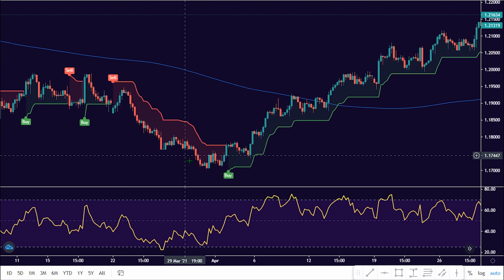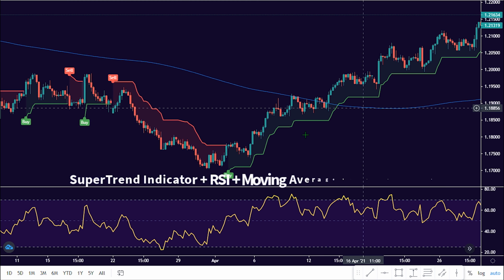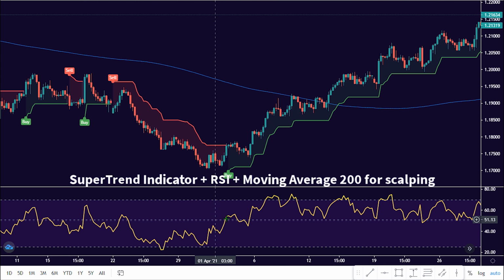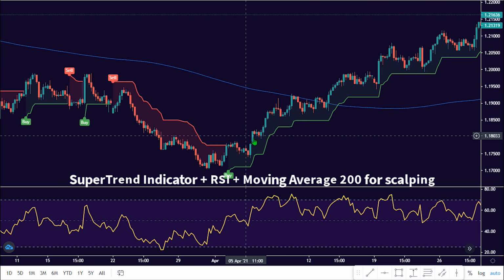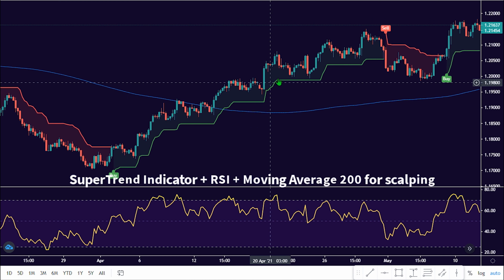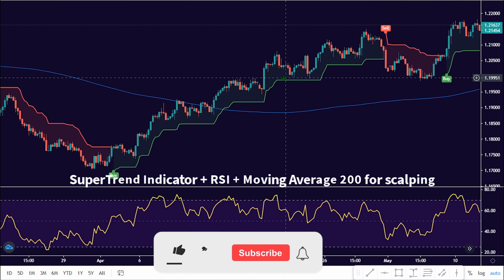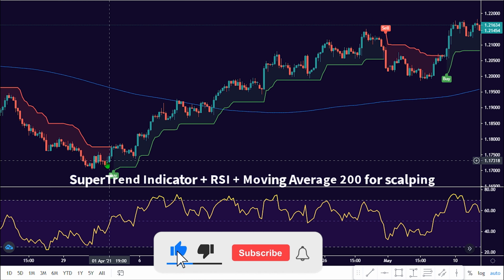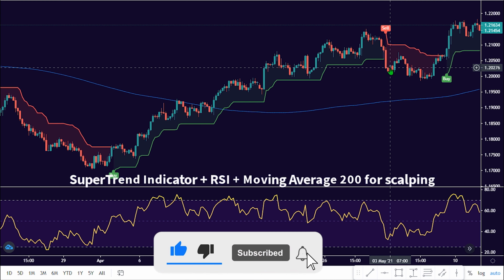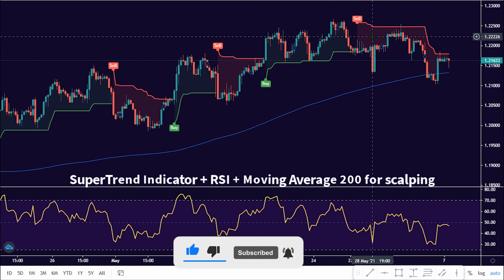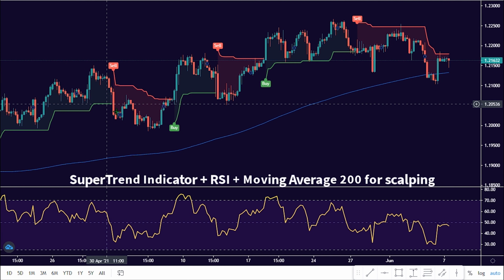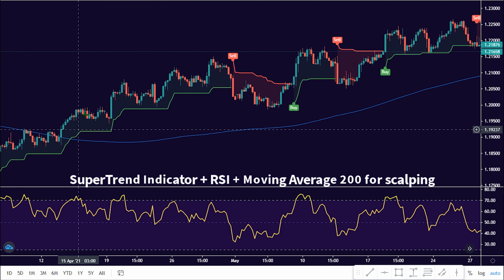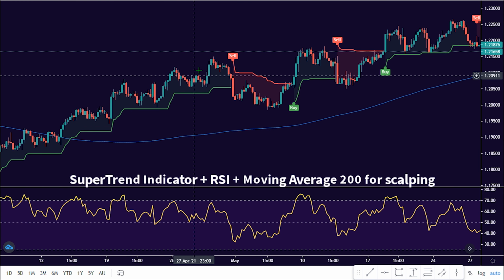In this short video, I will show you how to use the Supertrend indicator plus RSI and moving average 200 for scalping as a trader in the financial market. We all know scalping is a type of trading method in which a trader attempts to make a large number of small trades to make many small profits, usually around 10 to 20 pips for each trade. Over time, these small profits amount to a large sum of money.